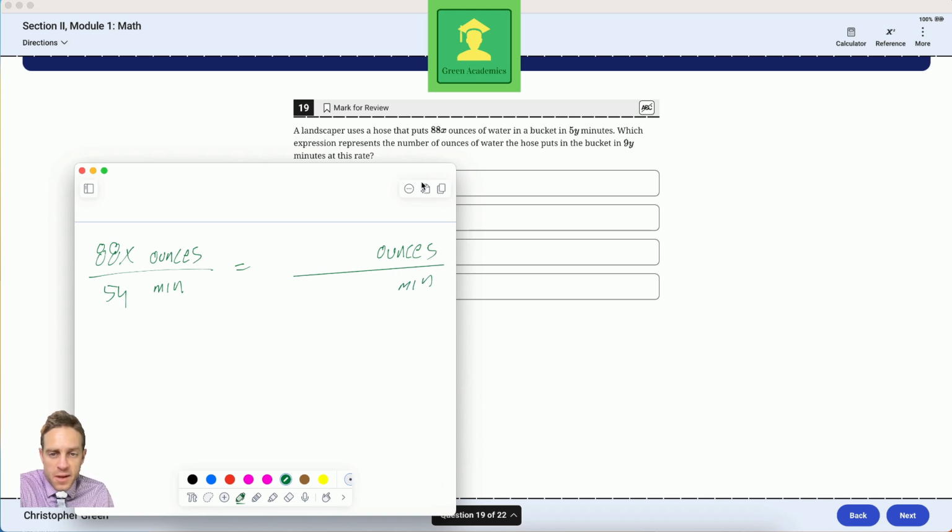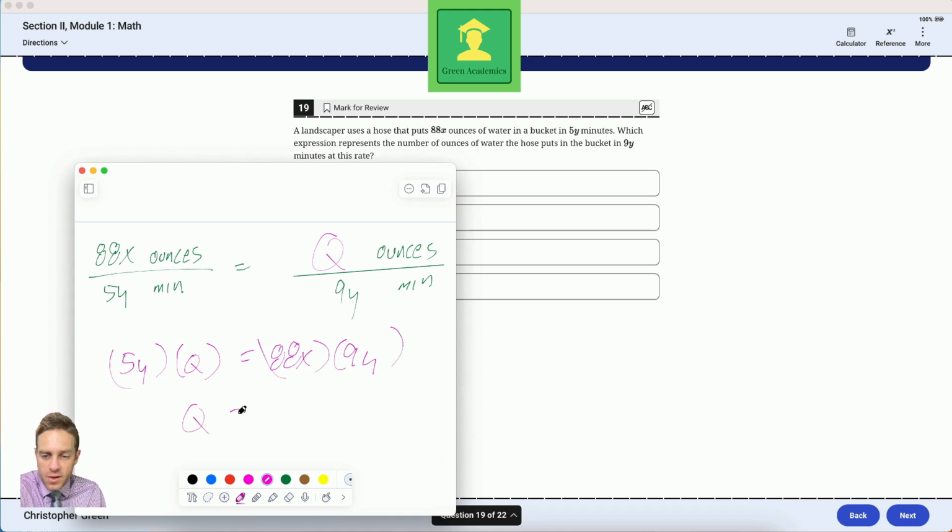Which expression represents the number of ounces of water the hose puts in the bucket in 9y minutes. So now this is 9y. And then you need another variable up here for the unknown. I'm going to call it q. Then you simply cross multiply, and you know that you're solving correctly because the units are set up properly. So 5y times q is 88x times 9y.